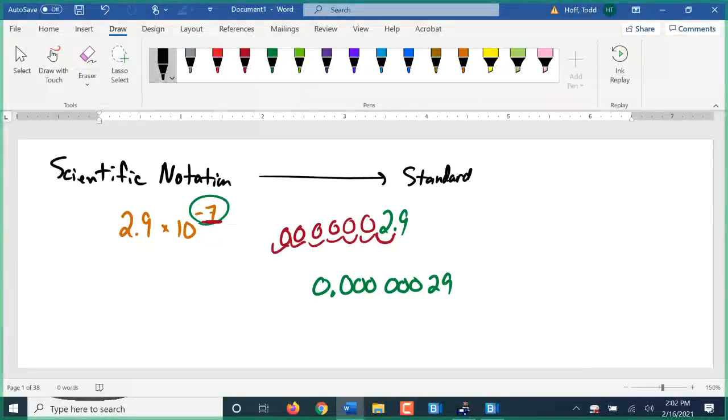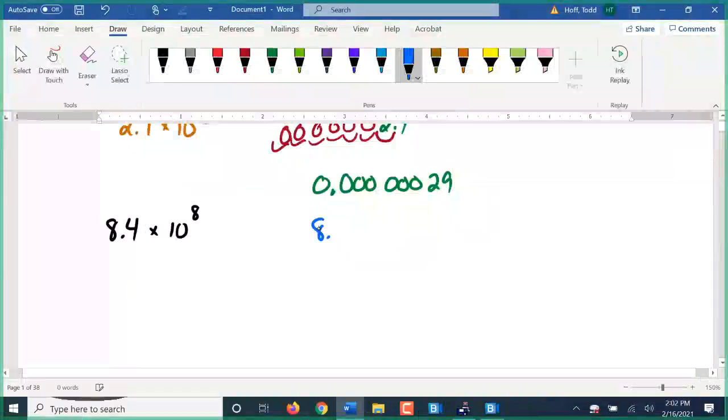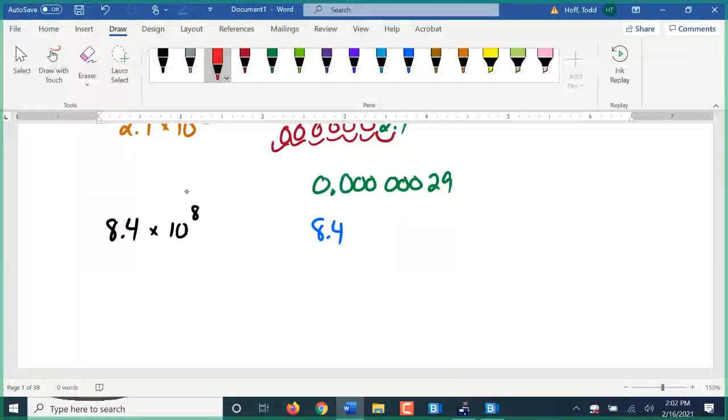Or we might have had an 8.4 times 10 to the 8th. So same thing, we start out with the 8.4. The 10 to the 8th being a positive power tells us that this is a large number. So we're going to make this larger by moving the decimal point 8 spots. So move one spot again. We have to add zeros to go 2, 3, 4, 5, 6, 7, and 8. So that is 8 billion, or sorry, 840 million. Yep. That's what that comes out to be.